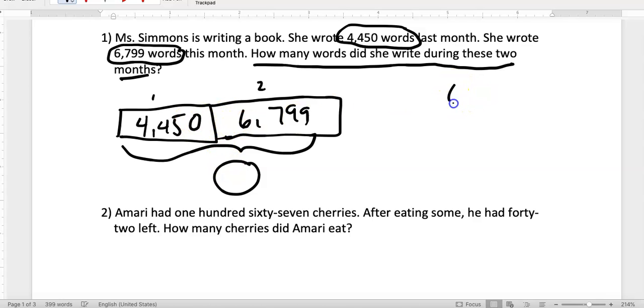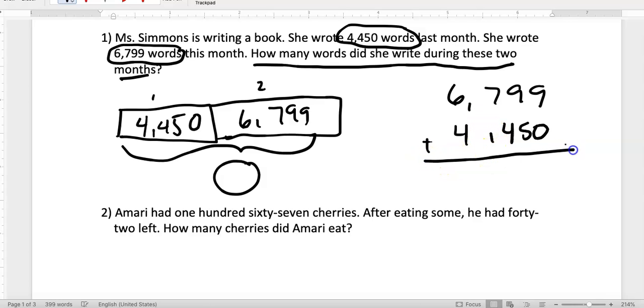So I'm going to come off to the side here and go ahead using the algorithm. 6,799 plus 4,450. That comma almost looks like a 1. So that's a no-no. Let's make sure you don't do like Miss Adams and make that look like a 1. That is actually a comma. Let's go ahead and do the addition.